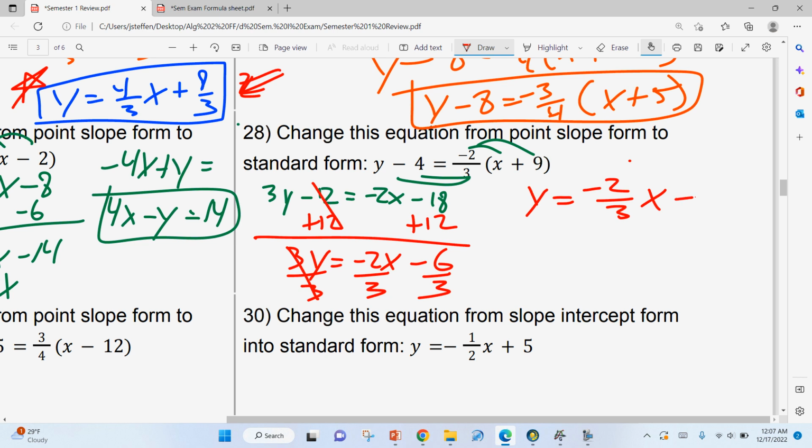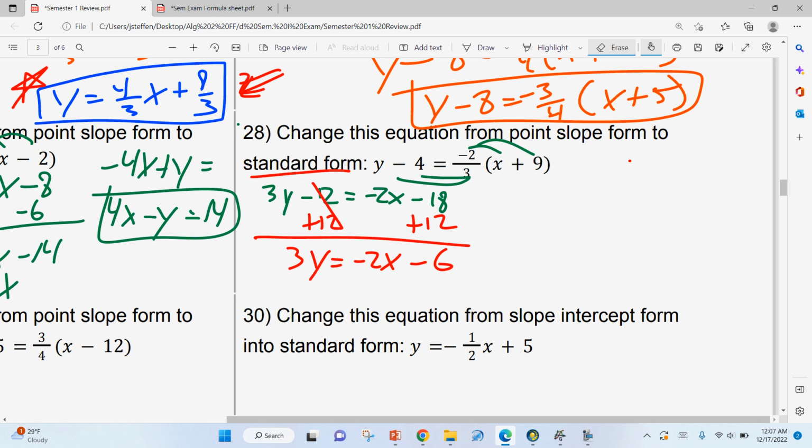Negative 6 over 3 is negative 2. Oh, jeez. So, glad I checked. Again, this is standard form. This is slope-intercept form. So the good news is, all I got to do is go back a little bit to this step.